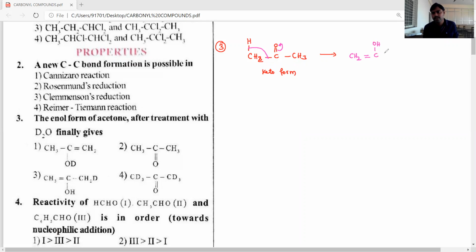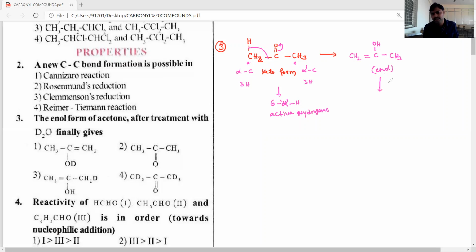Here, how many active hydrogens are present? These are alpha carbons; this is the alpha carbon, and this is also the alpha-dash carbon. So a total of 3 hydrogen atoms are present here, and 3 hydrogen atoms are present here. The total is 6 alpha hydrogens, or active hydrogens, present. This enol form is unstable.